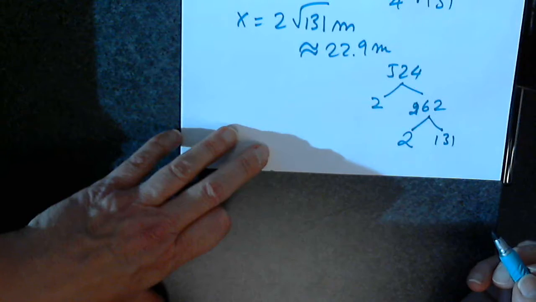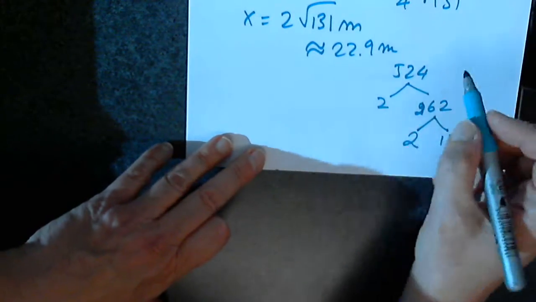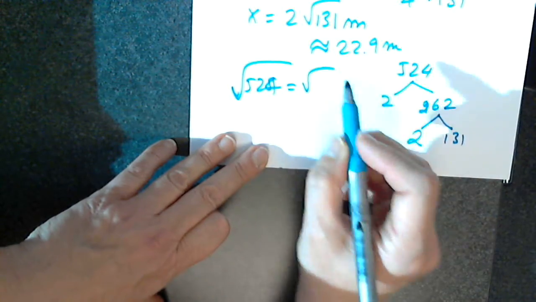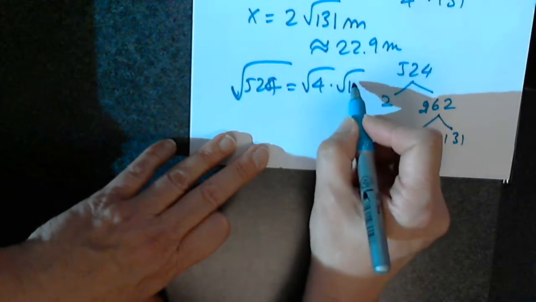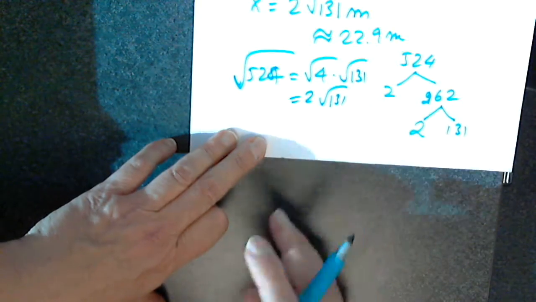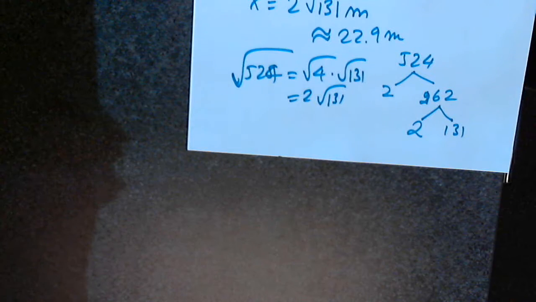Factor using prime factors only. Yes. So then you have that the square root of 524 is the square root of 4 times the square root of 131. And the square root of 4 is 2 and 131. Better? Yes. Perfect. Anything else? Other questions here? Yes, please, John.